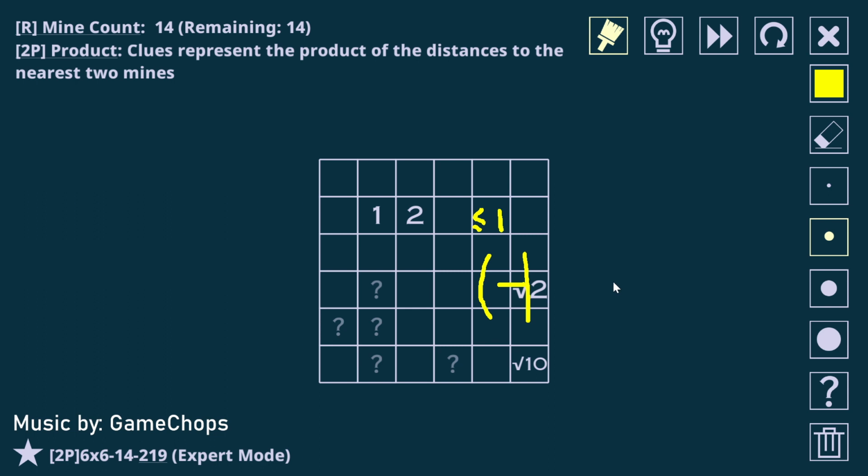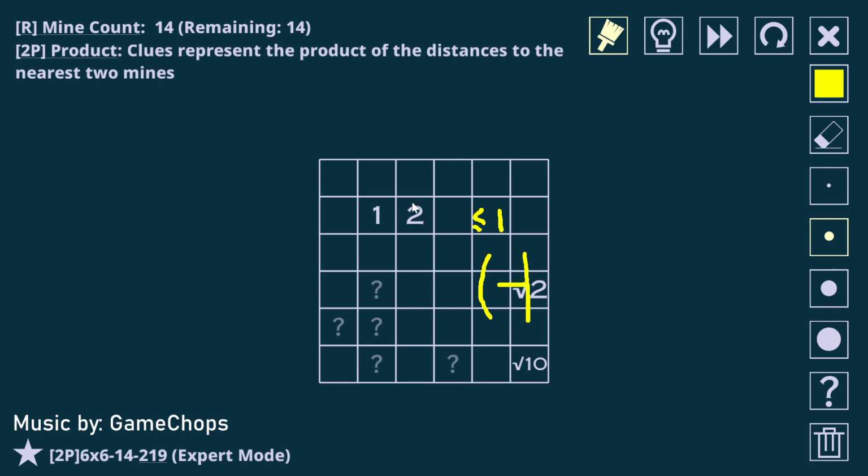What else do we have? Have we looked at this 1, 2 yet? The 1 is a 1 and a 1. It's 2 1s at least. What about the 2? The 2 could be root 2, root 2. So something like this works. Could also be 1 and 2.